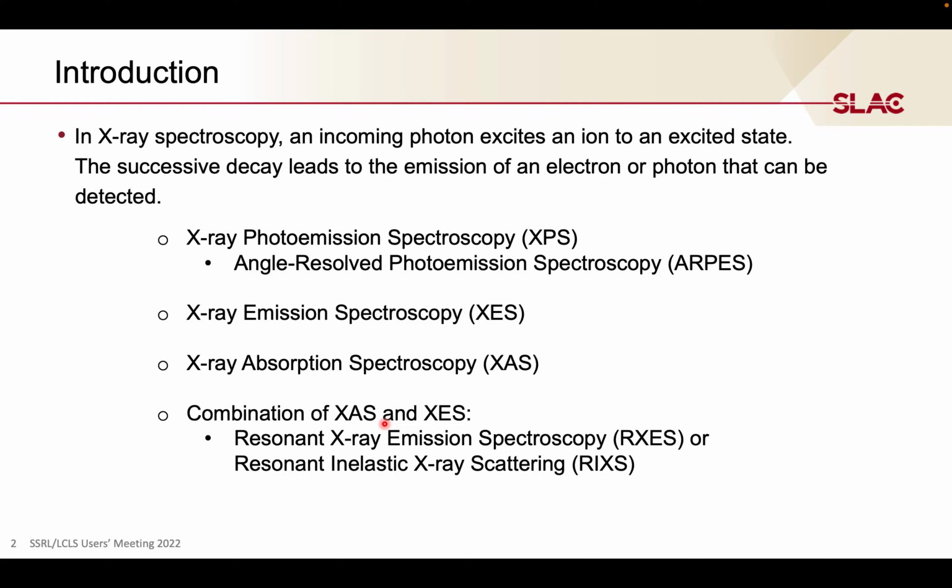And generally speaking, there are three methods: X-ray photoemission spectroscopy, or XPS, X-ray emission spectroscopy, XES, and X-ray absorption spectroscopy, which is XAS. And the latter two can be combined, giving RIXS, or resonant X-ray emission spectroscopy, which is resonant XES. For the photoemission, there's also a special case, which is angle resolved photoemission spectroscopy, ARPES, which is also very prominent at SSRL.